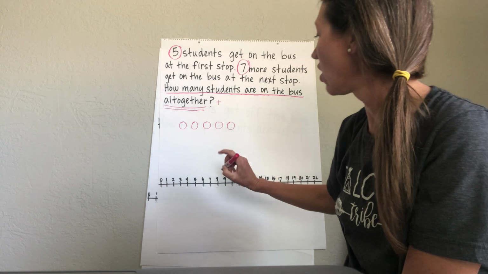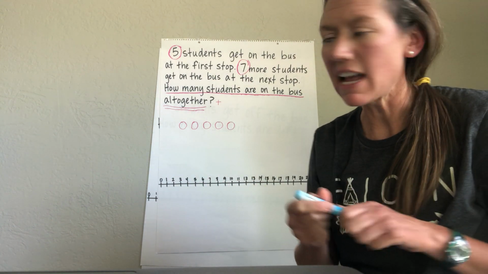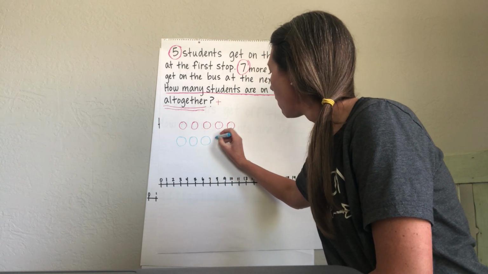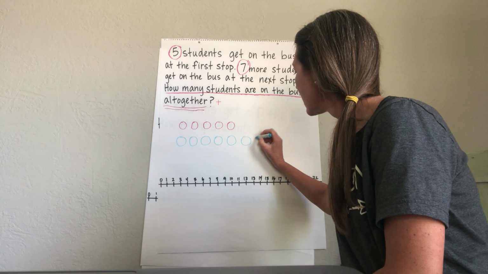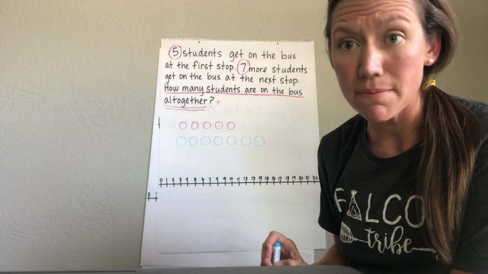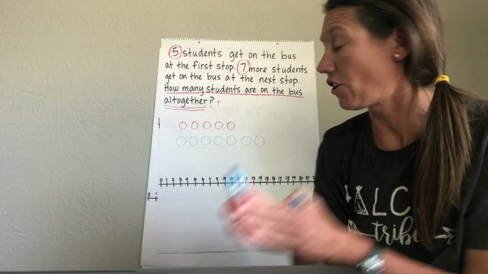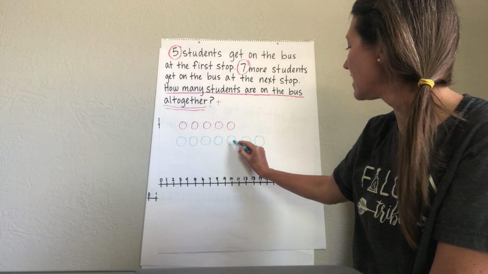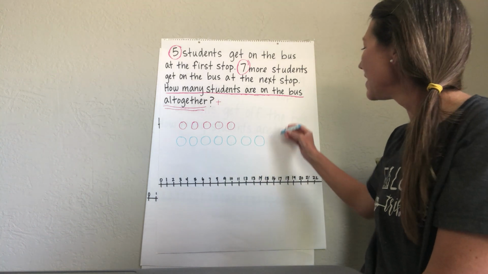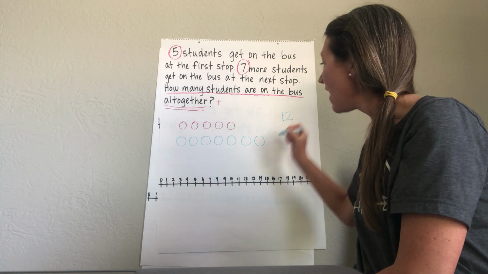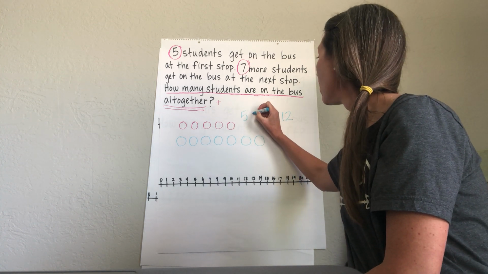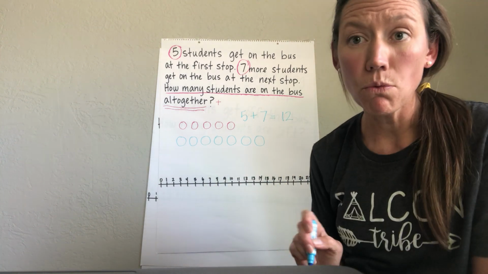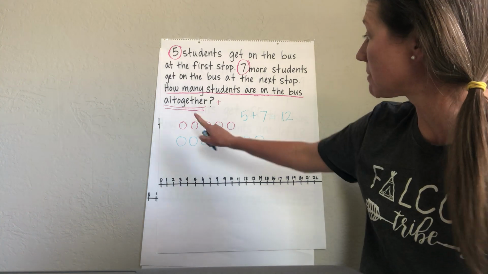And then it says 7 more got on. So I'm going to do it in a different color just to help show us. 7 more. 1, 2, 3, 4, 5, 6, 7. So these are all my students that are on the bus. So I'm going to count them all together. 1, 2, 3, 4, 5, 6, 7, 8, 9, 10, 11, 12. So that means I had 12. And I got that answer by adding 5 plus 7 equals 12. So one way I can solve the problem is by drawing a picture.